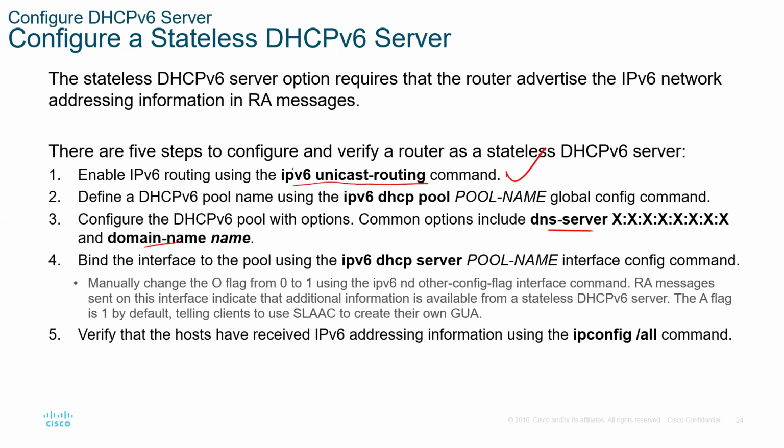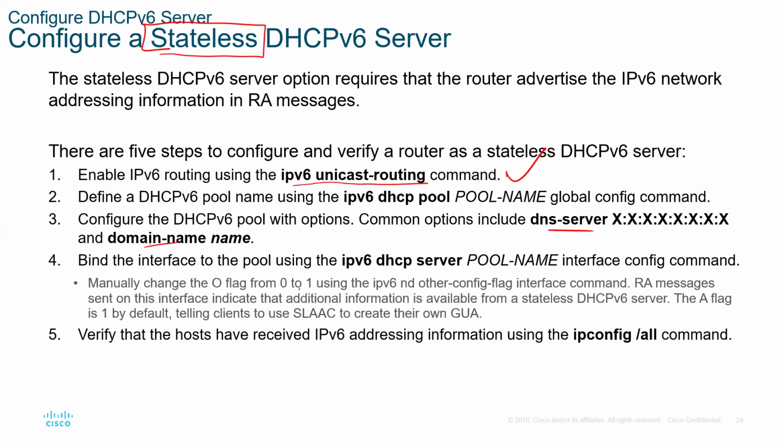I think it's sort of similar to what we discussed with version 4. When you create the pool, then you add the server. Here you only add the server and the domain name. After that, you bind the interface with the pool. Right. You then need to manually change, if you want to configure it as a stateless DHCP, how the flag values are going to be.